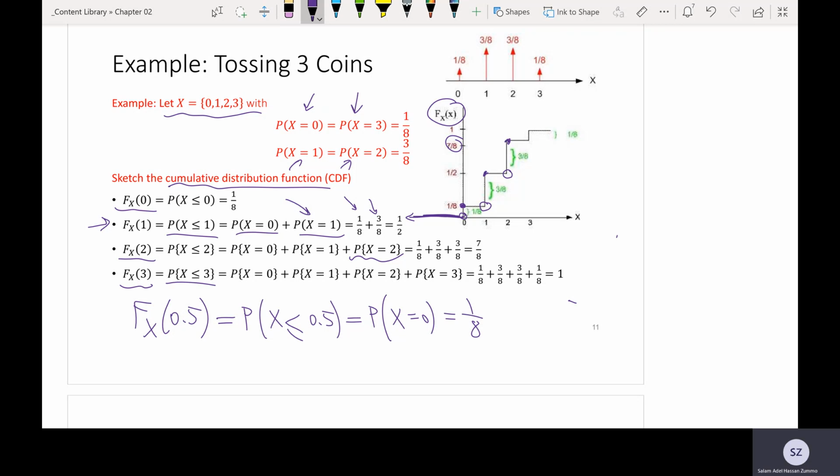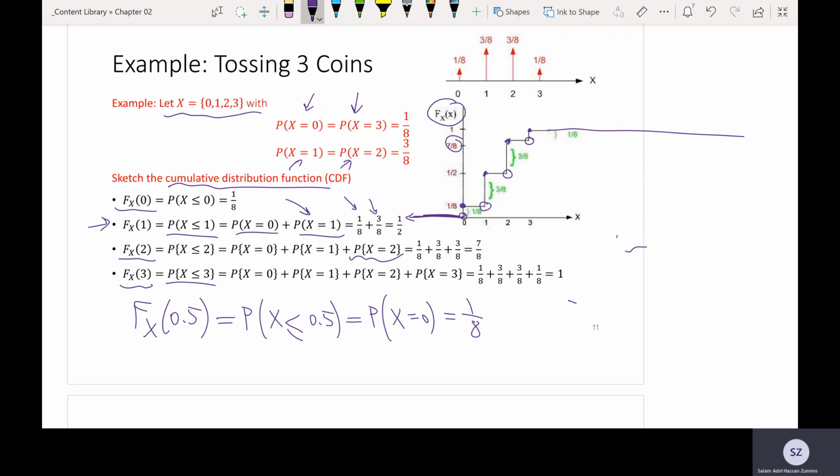Okay? And now the same thing. You can ask the same questions. F_X of 2.7 is 7 over 8, and this stays open until you hit 3, when it becomes 1. After 3, if I say F_X of 9, it's 1. It will continue as 1 forever. It is 0 before, it is 1 always. At minus infinity it is 0, and at infinity it is 1.